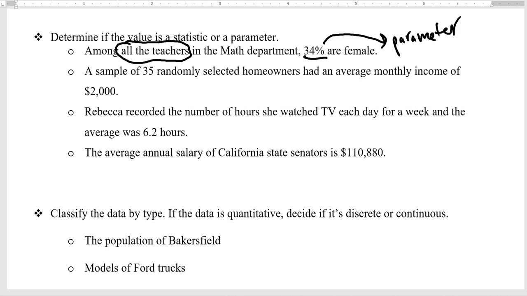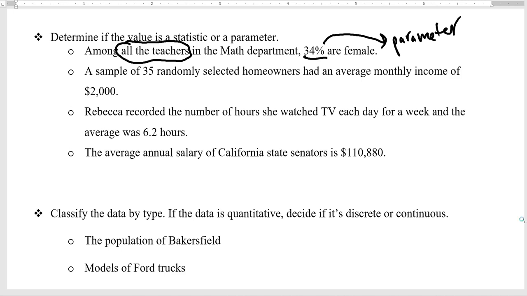See, if my population was all the teachers at Porterville College, I could find the percent that are female. That would be a parameter if that's my population. If I just took a sample of 10 teachers and then I used that to find the percent that are female, that would be a statistic. So if I took a smaller group, but this is the entire group. I know you're not feeling warm and fuzzy anymore.